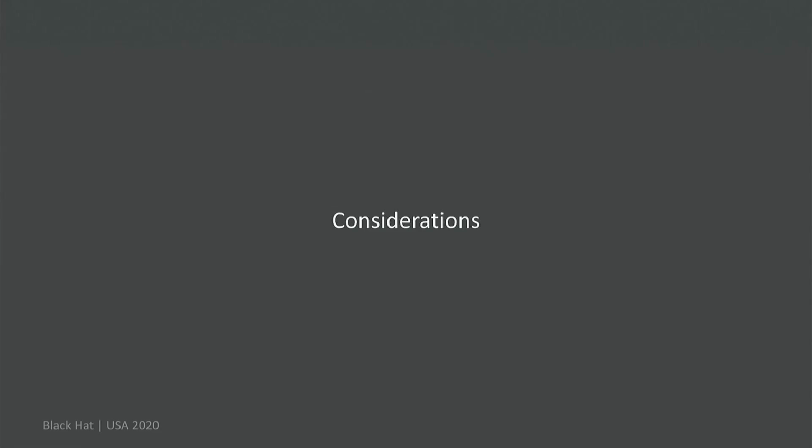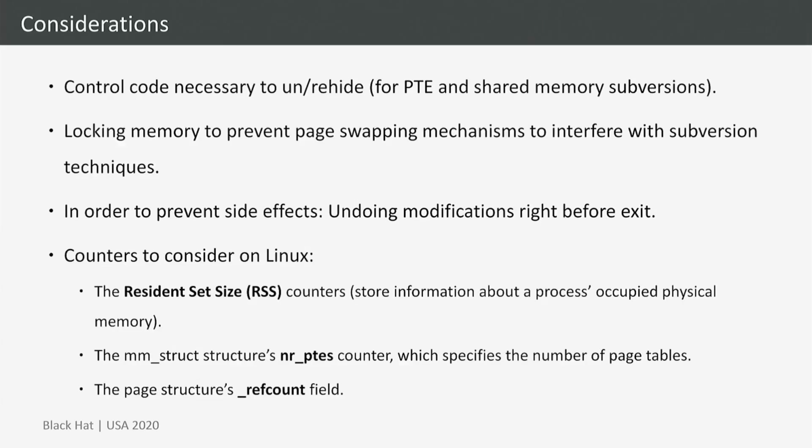Okay, let's talk about some challenges and considerations, some things that you have to consider when you're implementing and using those techniques. On the one hand, as mentioned earlier, for PTE subversions and shared memory, we still need some control code that has to be somewhere, so this could be detected, in order to unhide and rehide the memory. We also locked our memory in order to prevent any interference from page swapping. And to prevent any side effects, we are undoing all our modifications right before the process exits.